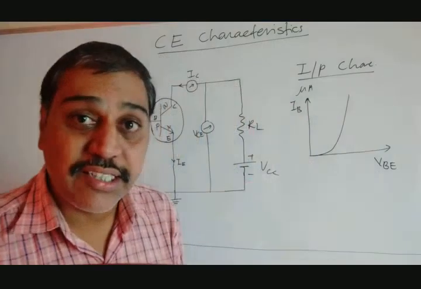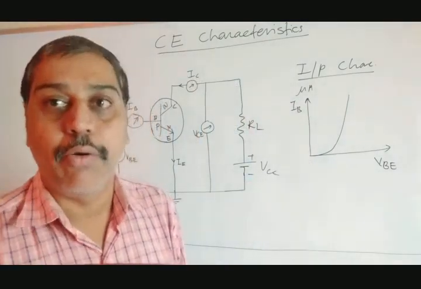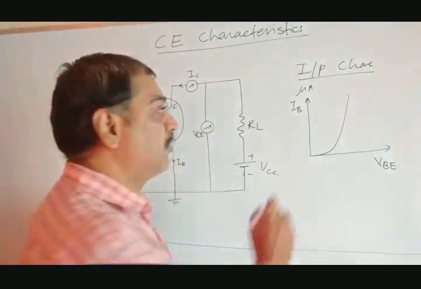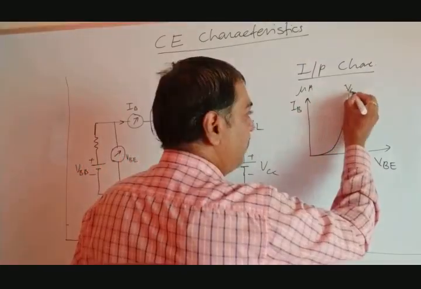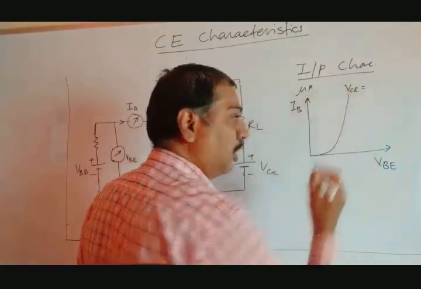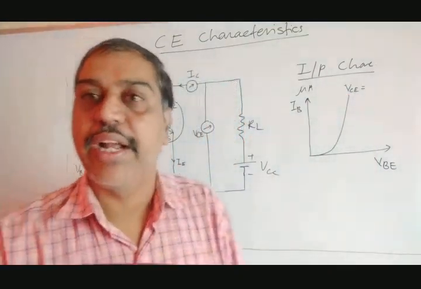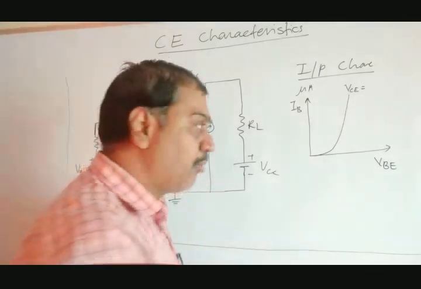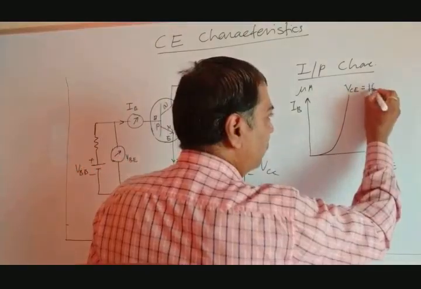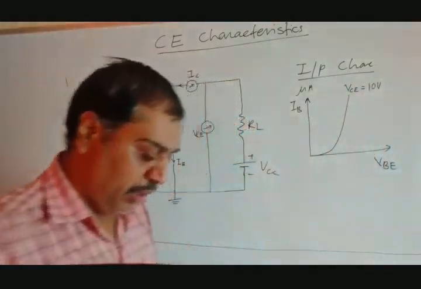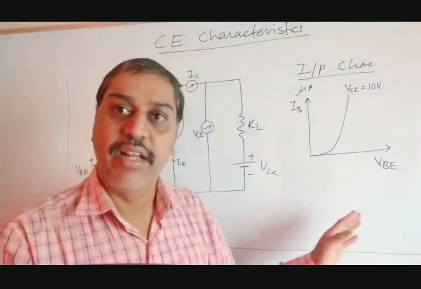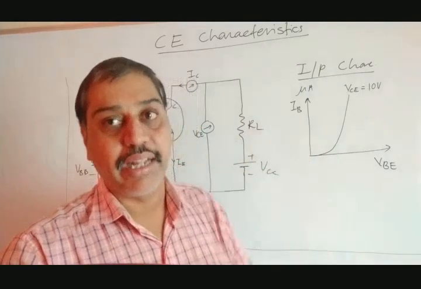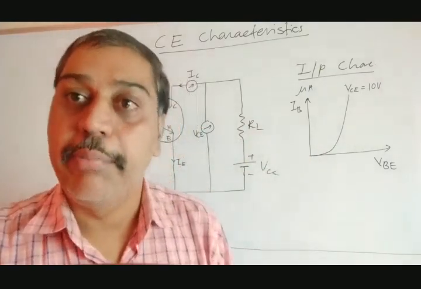But while doing this, what have we done? We have kept the output voltage constant, and output voltage is VCE. So we can write VCE equal to constant. Constant means either you can take 2 volt, 4 volt, 10 volt, 20 volt, like that. In your book they have taken 10 volt, so let's take 10 volt constant. So the output voltage is constant, and by varying the input voltage and measuring the input current, it will create a characteristic that is said to be the input characteristics.